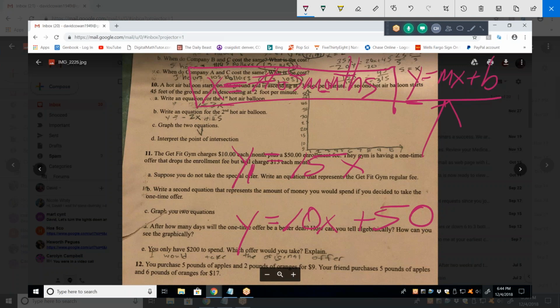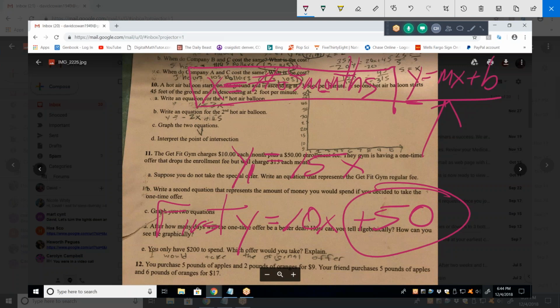Notice that in the first equation, the enrollment fee is b. That's where you start. No matter how many months you use, you start at the enrollment fee. Well, in the second case, they've dropped the enrollment fee down to 0, which makes b 0, but you still need an m, and you still need the variable x, knowing that x is the number of months. Okay, all right, so we've got our two equations.